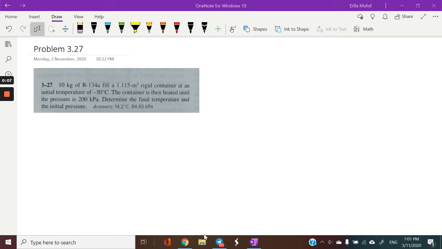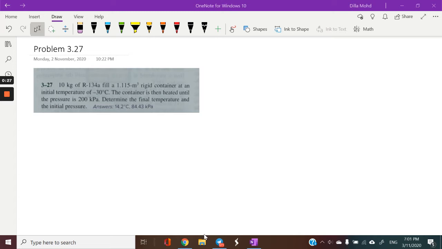We are going to solve problem 3.27. In this problem, you have 10 kilograms of refrigerant 134a filling a 1.115 meter cube rigid container at an initial temperature of minus 30 degrees Celsius. The container is then heated until the pressure is 200 kilopascal. You need to determine the final temperature and the initial pressure.